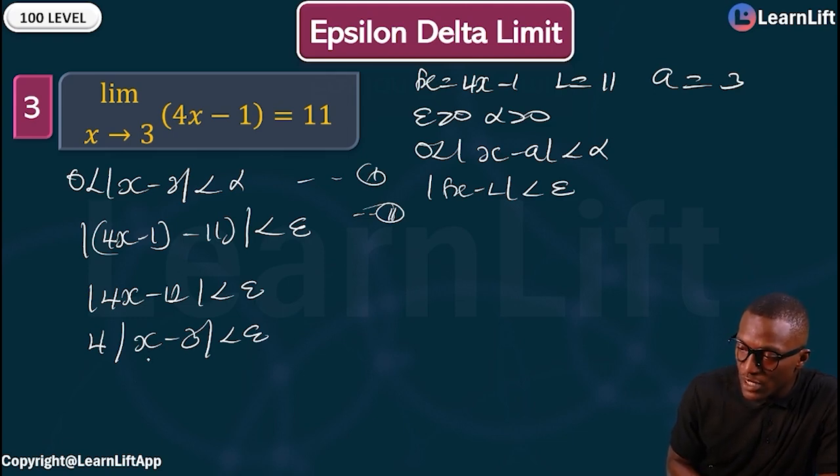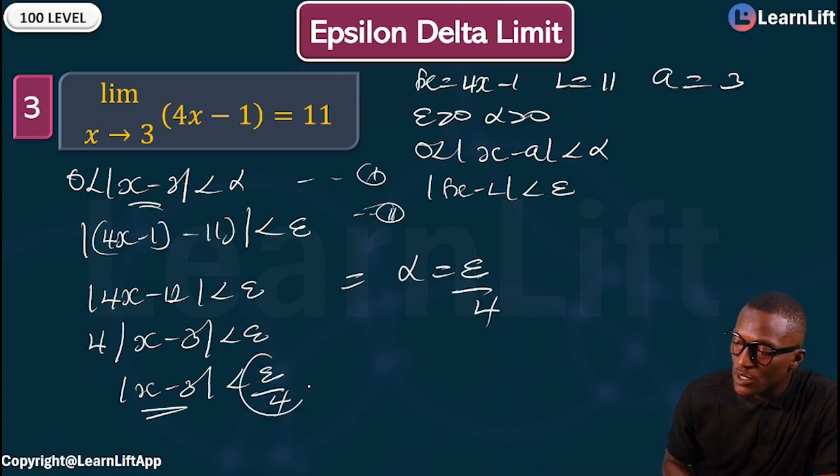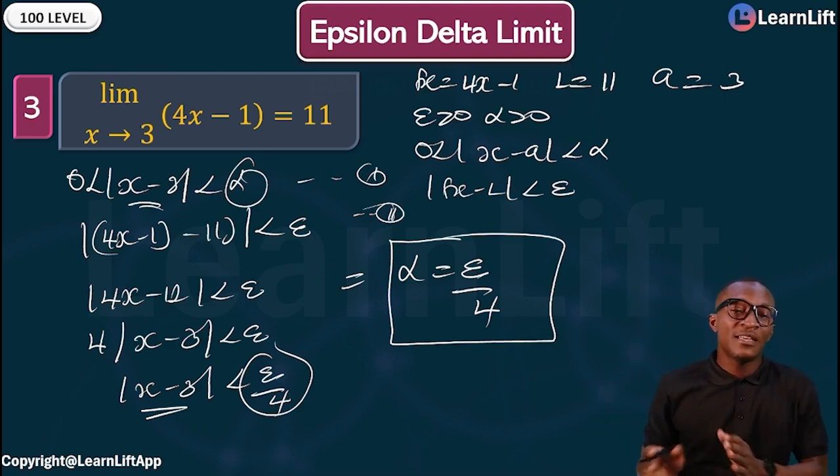Now if you observe, this is x minus 3 and this is x minus 3, so they're already the same. So absolute x minus 3 is less than epsilon over 4. Therefore, we can say that delta is equal to epsilon over 4. That means we equate these, and this becomes the answer. That's the epsilon-delta definition.